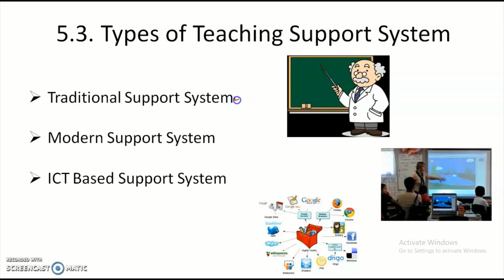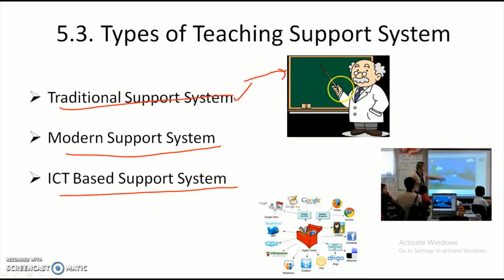Here the teaching support system is classified into three different types. First one is the traditional support system, next one is the modern support system, and the third one is the ICT based support system. Traditional support system means, as I already represented in one diagram here, traditional means old method. Generally the board with a marker or chalk piece and duster. These are all the traditional teaching support system.